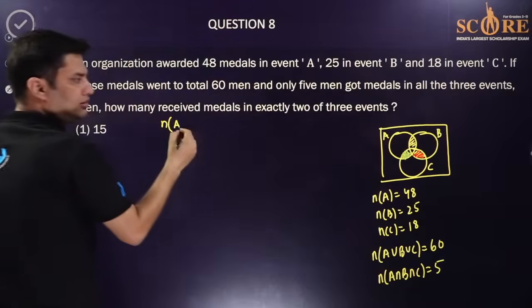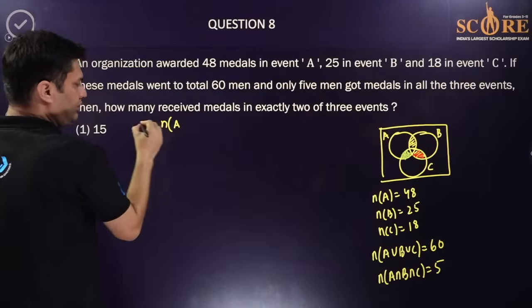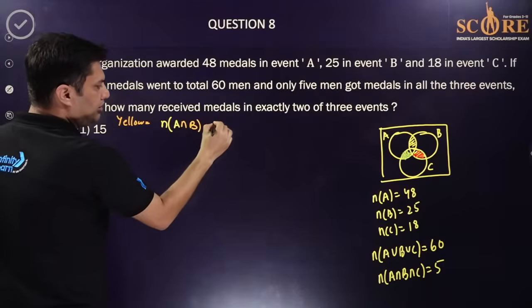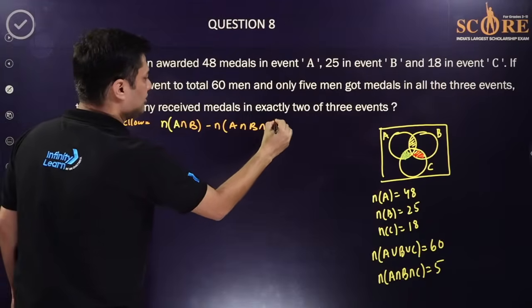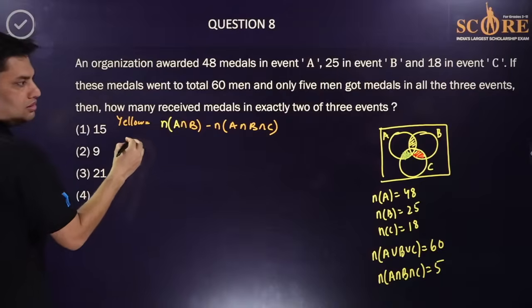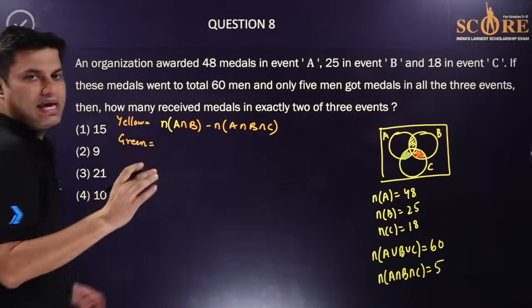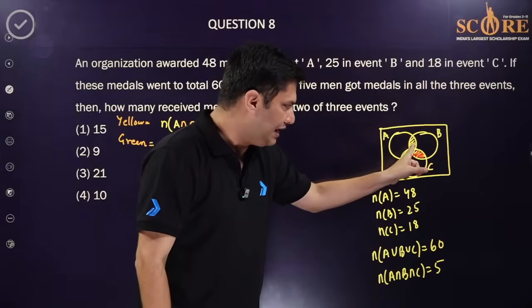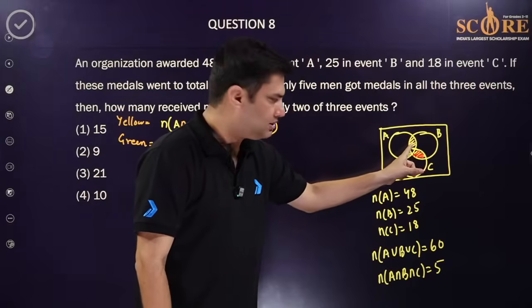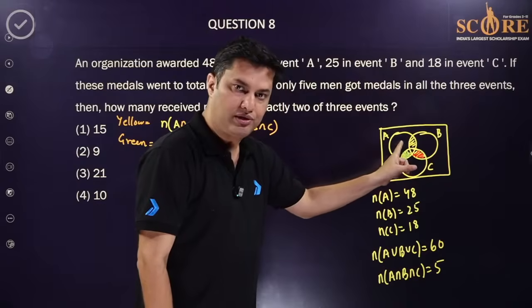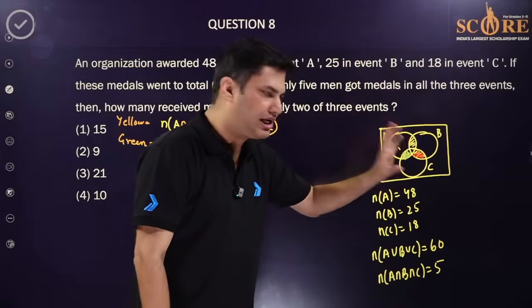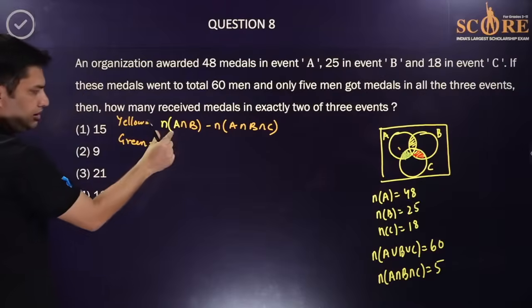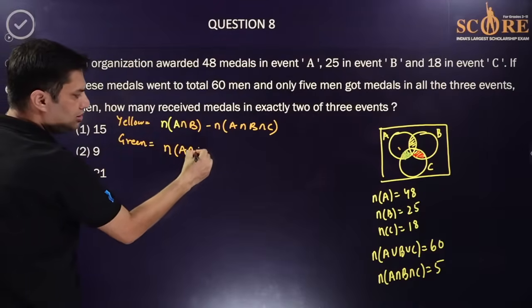So the yellow region is equal to N of A intersection B minus A intersection B intersection C. The green region, because exactly 2 medals means either this shade or this or this. Exactly 2 means exactly A and B, the people who got A and B medals, exactly A and C, not all the 3, exactly 2 medals, and B and C. So these 3 shaded regions. So yellow region is obviously full A intersection B minus the common part. The green region is obviously A intersection C minus the common part.